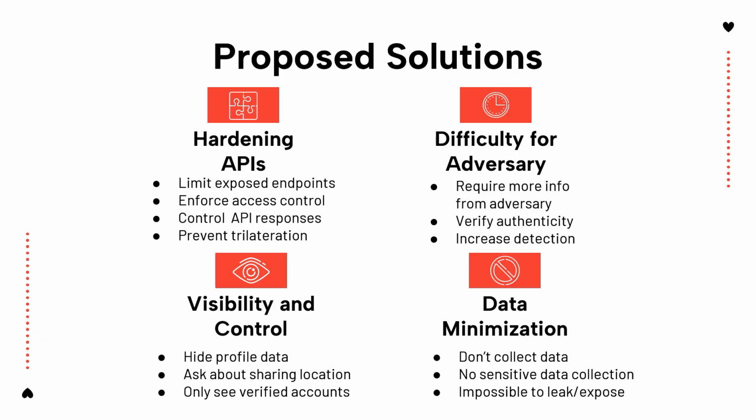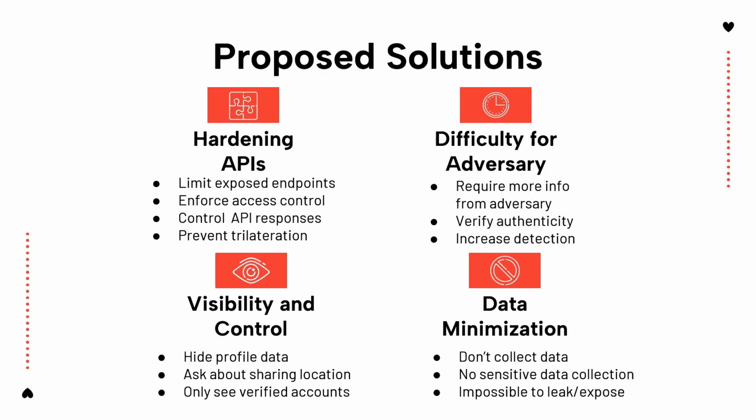The next solution the researchers suggested was that users should have visibility and control over what they share with others on the app. So the first thing that should be done is that profile data should be hidden by default, and users should have to consciously enable sharing information or share it with the person they're speaking to in the second phase of dating. Another thing that can be done is ask about sharing location. So this is where the app would clearly and repeatedly ask users if they want to share their location. And finally, users would only see verified accounts and be seen by verified accounts, which would improve visibility and control.